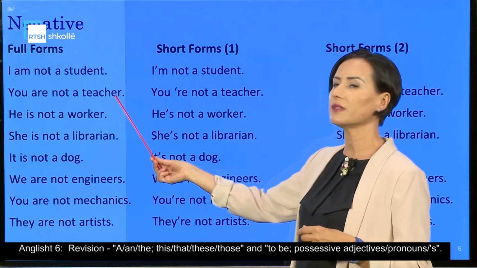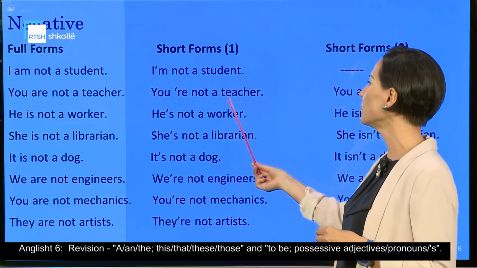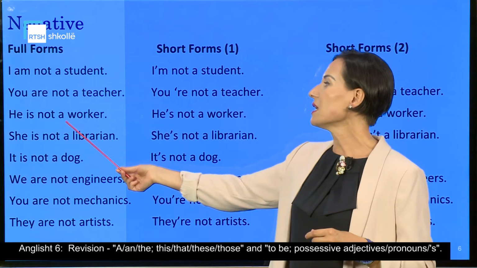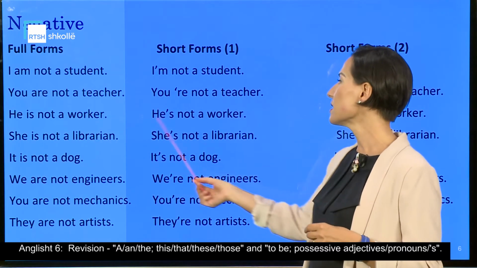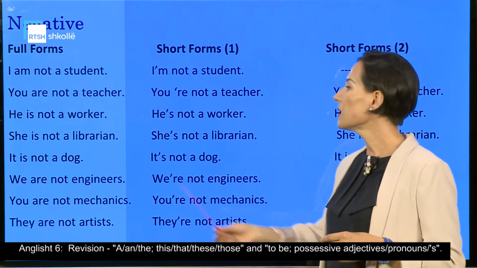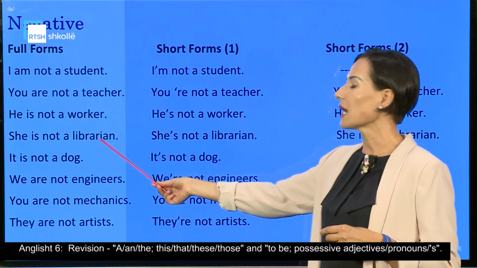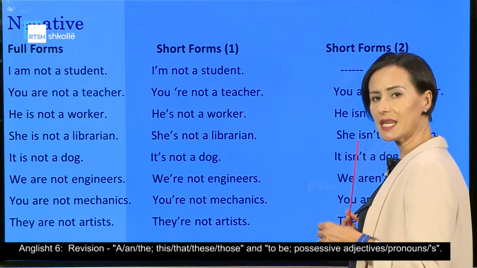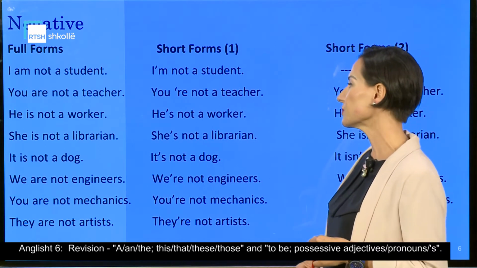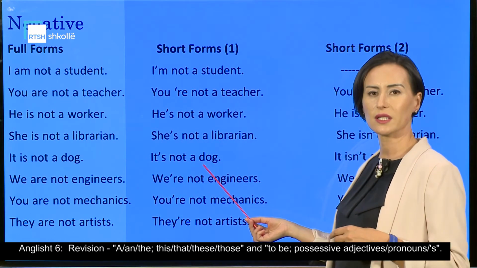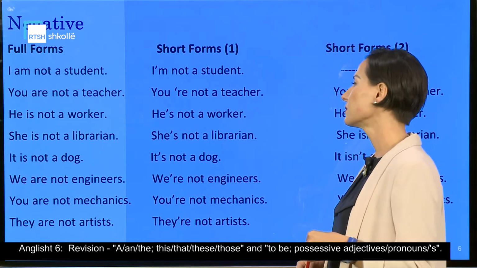You are not a teacher. You aren't a teacher. He is not a worker. He isn't a worker. She is not a librarian. She's not a librarian. She isn't a librarian. It is not a dog. It's not a dog. It isn't a dog.